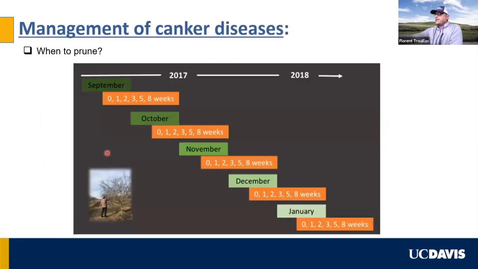The next thing that we looked at for the management of canker disease is, what is the susceptibility of these pruning wounds if I prune early in the season, just right after harvest in September? What about if I prune in October, November, December, in January? Is there a difference in susceptibility of pruning wounds depending on the time of the year that I prune the almonds? And the other question was, for how long are pruning wounds susceptible to infection?